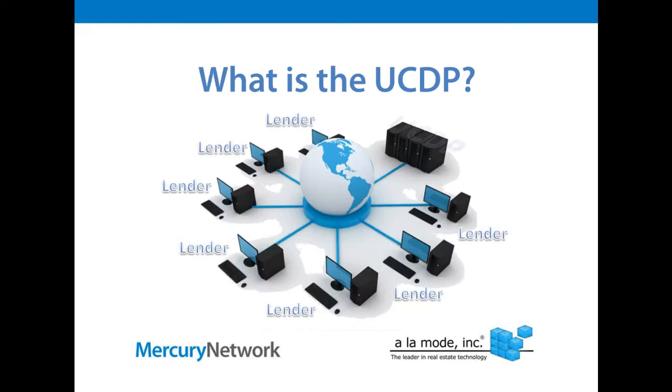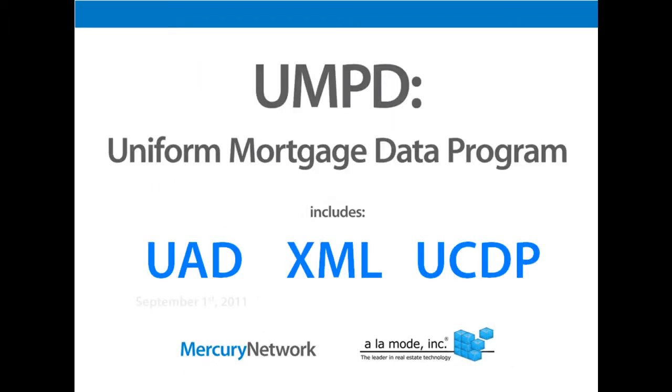So what is the UCDP, and why are the GSEs now requiring that you send your appraisals through it? Well, the UCDP was developed by the GSEs at the direction of the Federal Housing Finance Agency as a delivery solution for the Uniform Mortgage Data Program, or UMDP. The UCDP is a single portal where the lenders will deliver their completed appraisal reports before the delivery date of the mortgage to the GSEs.